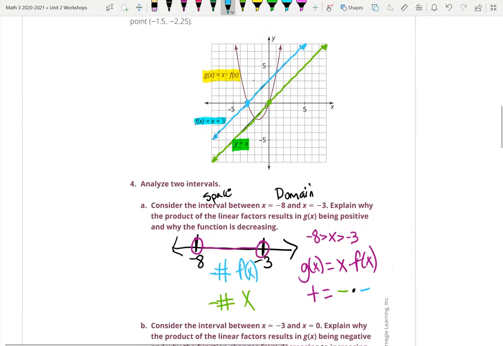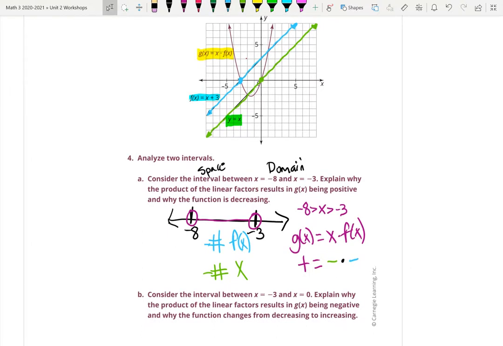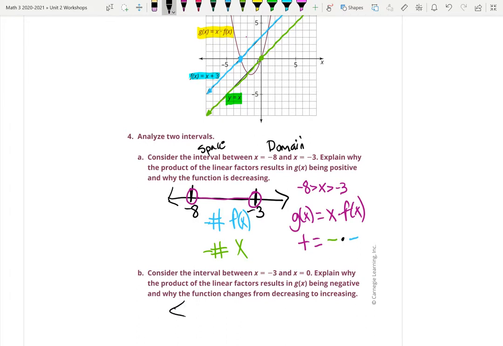Let's do another one. Let's consider the interval between -3 and 0. Again, if I'm looking at it as a number line, it's horizontal because I'm dealing with the domain between -3 and then 0. Remember, I am looking at the space between it. To represent that as an inequality, it will be -3 is bigger than any of the numbers, or is the least, and then it has to get close to 0. So let's look at my graph.